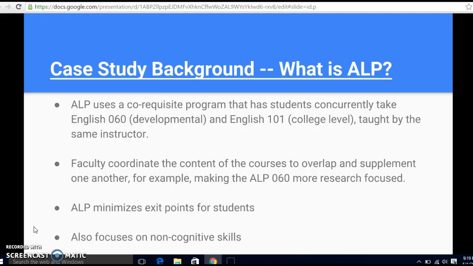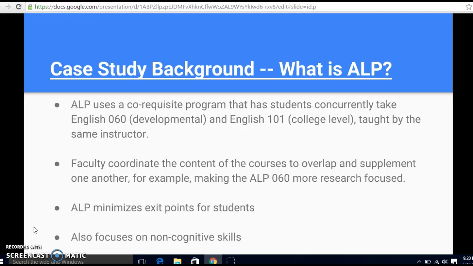ALP is essentially a co-requisite program that has students concurrently take English 060, which is a developmental course, and English 101, a college-level course, with both courses being taught by the same instructor. Faculty who teach these courses coordinate the content of the courses to overlap and supplement one another. For example, making the ALP 060 course more research-focused, which then translates into better success in English 101.